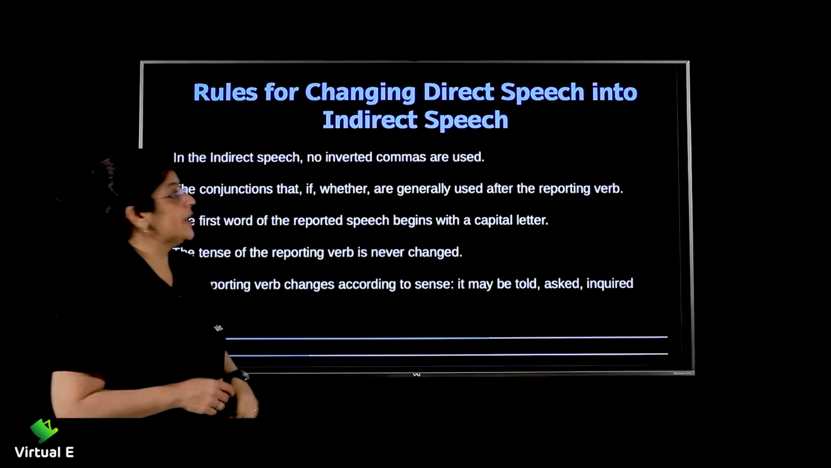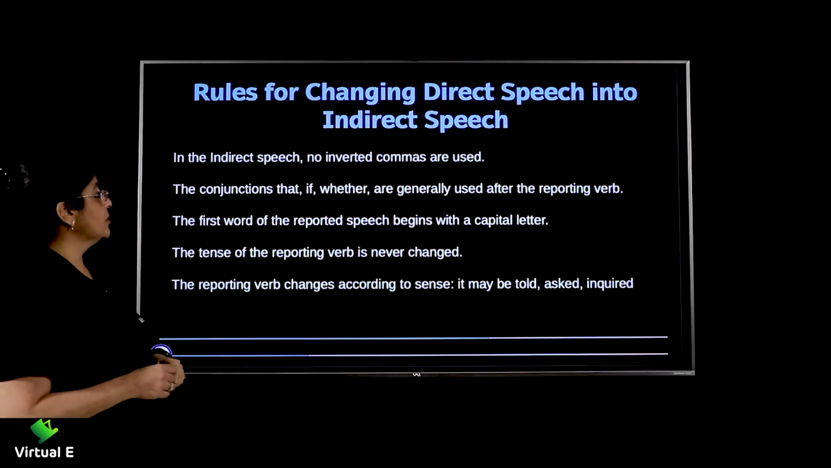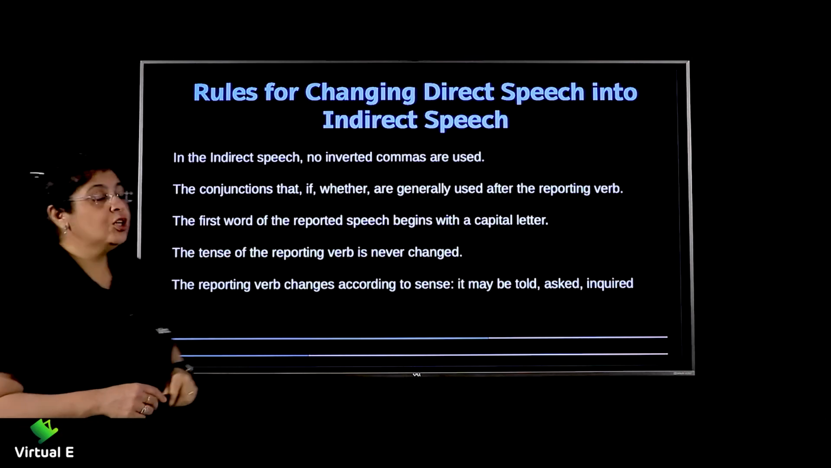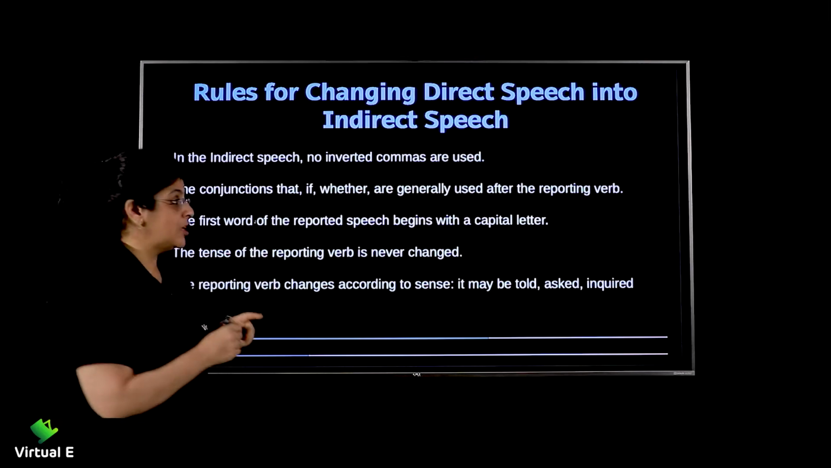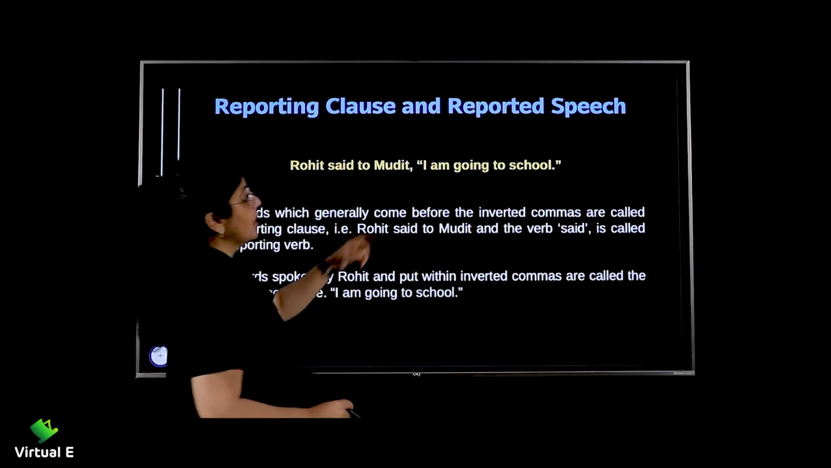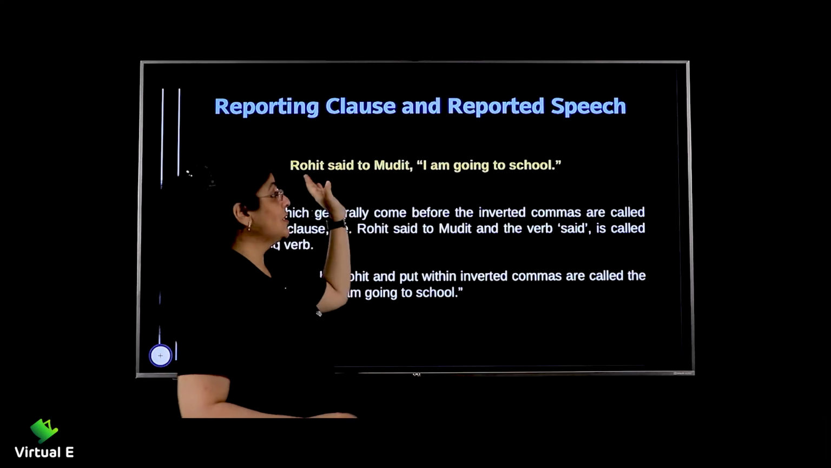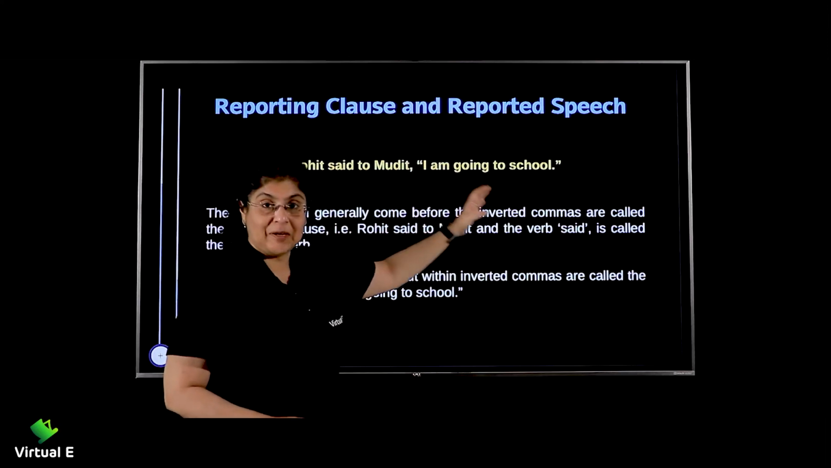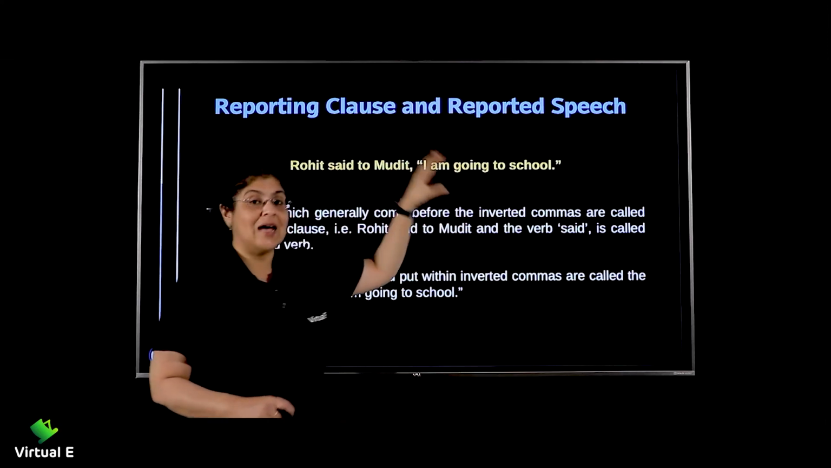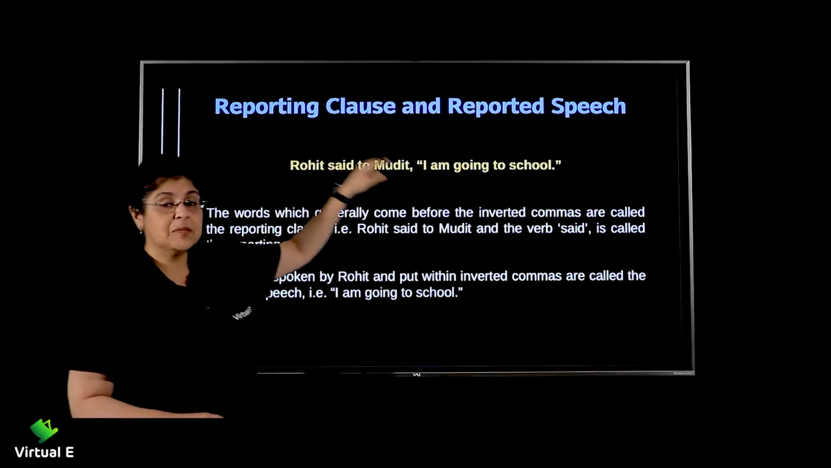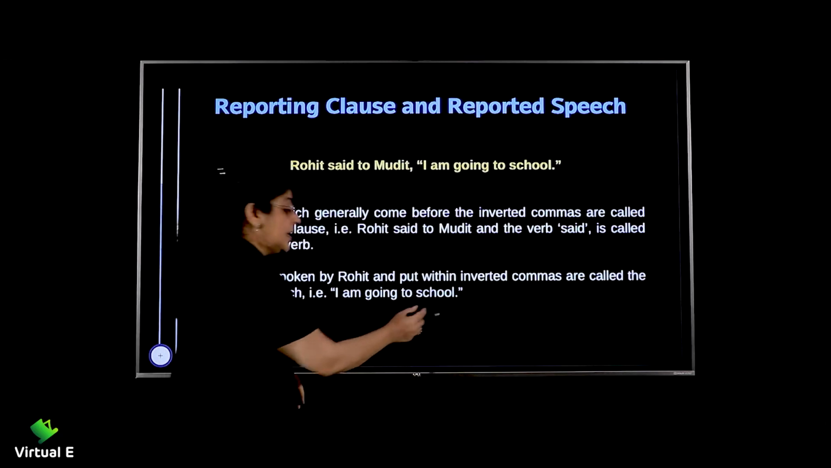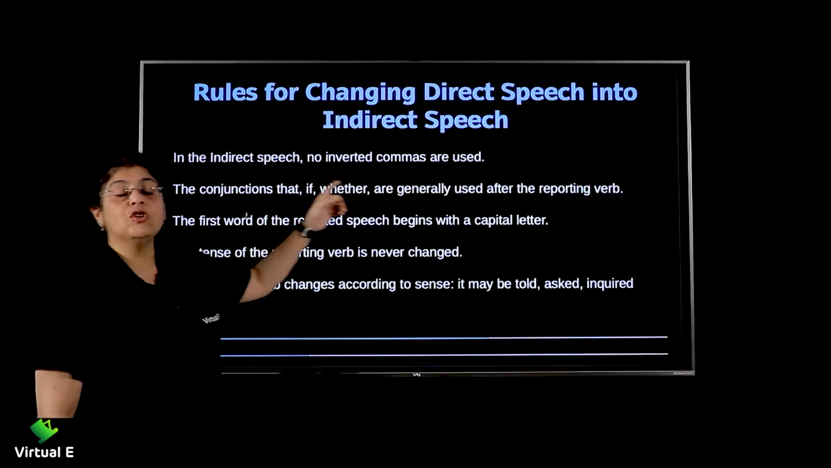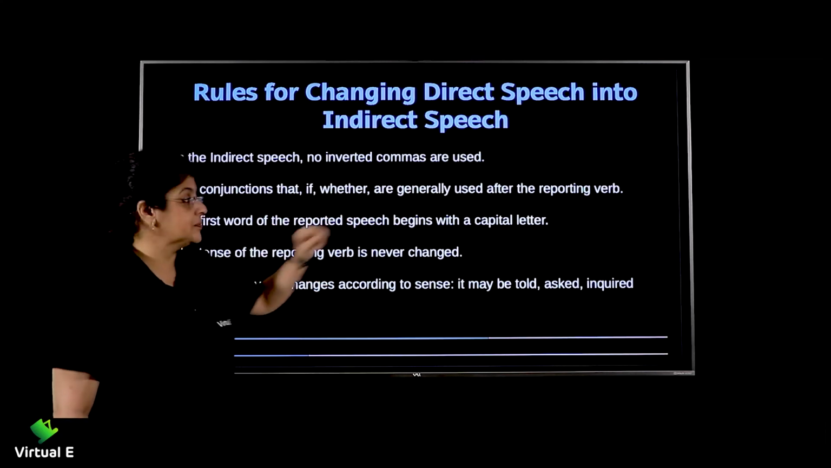Rules for changing direct speech into indirect speech. In the indirect speech, no inverted commas are used. So, inverted commas, like you saw here, come only for the reported speech. This is your direct speech. Direct means the direct words spoken by the speaker. That's your direct speech. In the indirect speech, we do not use inverted commas.